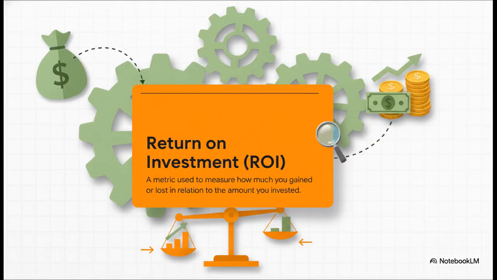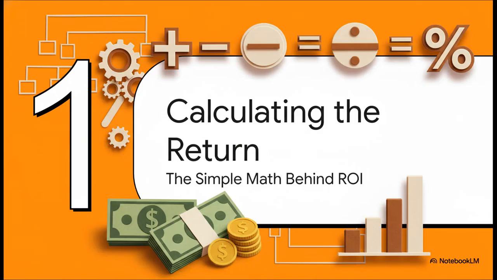So, what is it exactly? Simply put, ROI is just a metric. It's a way to measure how well an investment performed. It basically tells you how much bang you got for your buck by directly comparing what you gained to what you put in at the start. Now, you might be thinking, oh, here comes the complicated math, but honestly, that's the beauty of ROI. It's incredibly simple. Let's break down how easy it is to figure out.